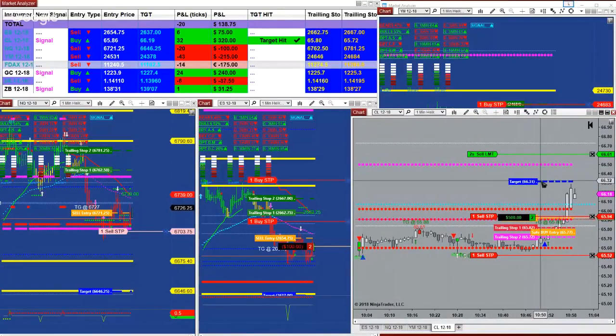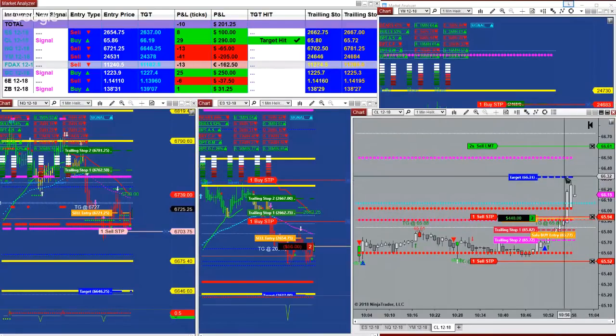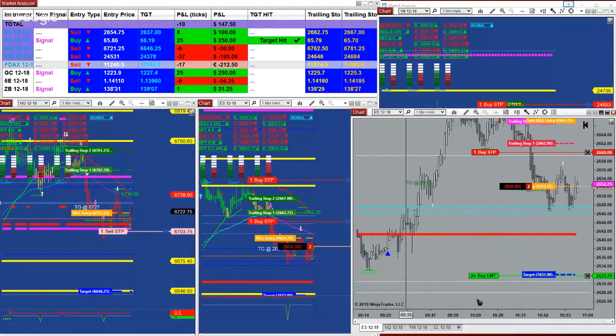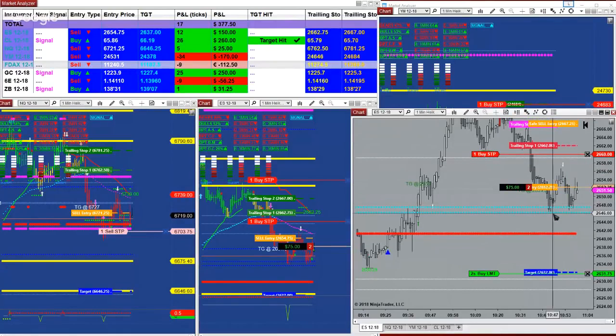We hit the target on the CL. Wow, we broke those two double support. We hit right on the target on the CL, and this is very, very good. On the ES, we're having a problem with that area here.